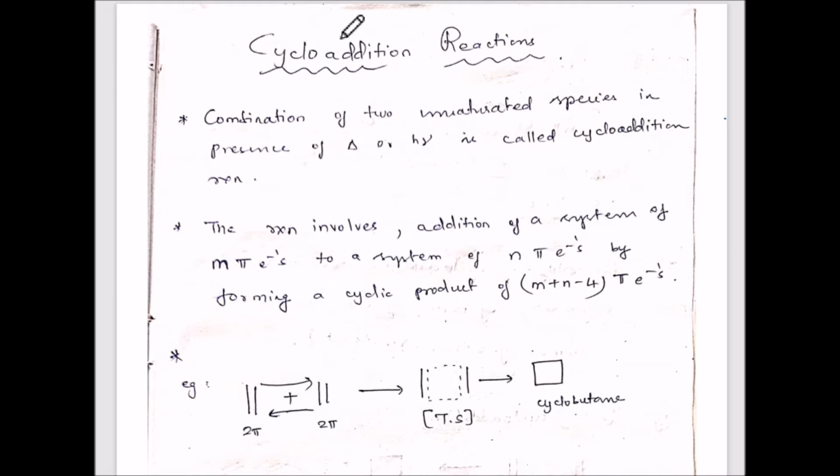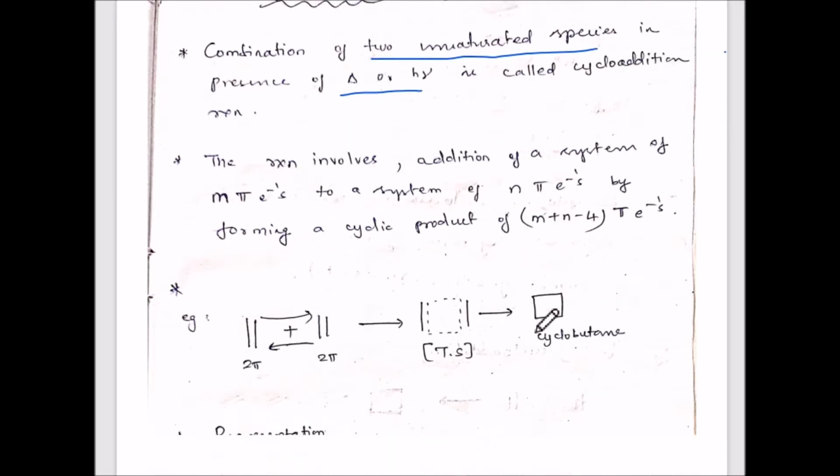From the name itself you can identify what it means. It is a cyclic addition reaction, right? It also comes under the category of a pericyclic reaction, where the combination of two unsaturated species in the presence of light or heat is involved. So you call that reaction a cycloaddition reaction. Here you have two unsaturated species, and it is induced by thermal or photochemical means. So you will call it a pericyclic reaction.